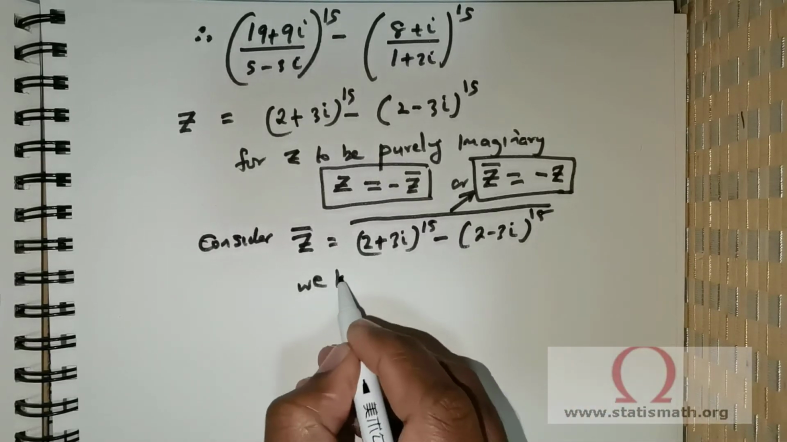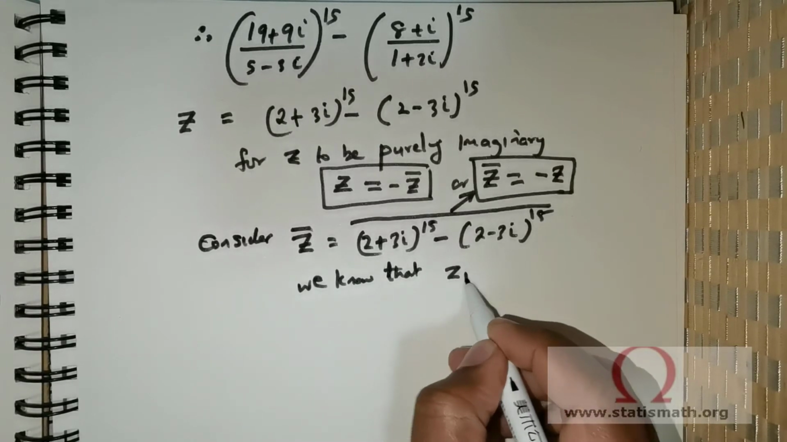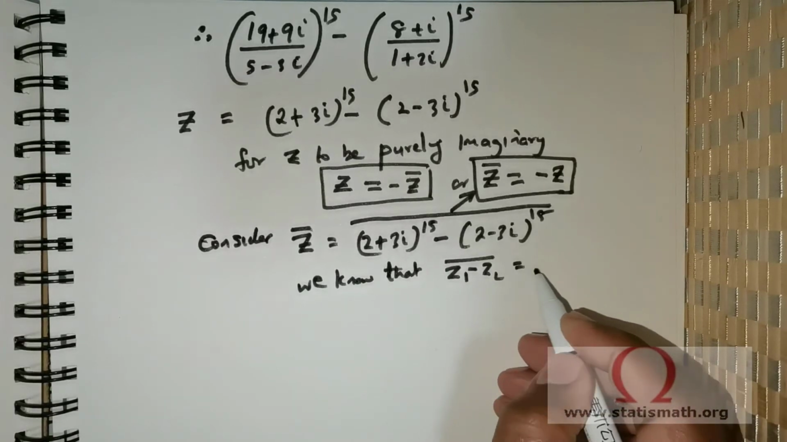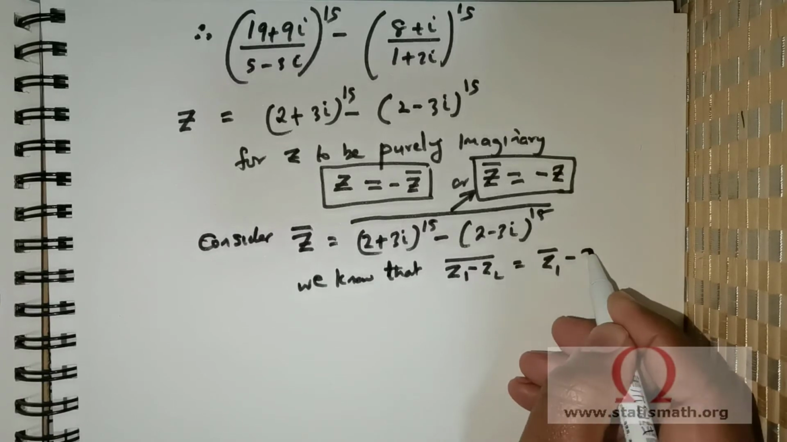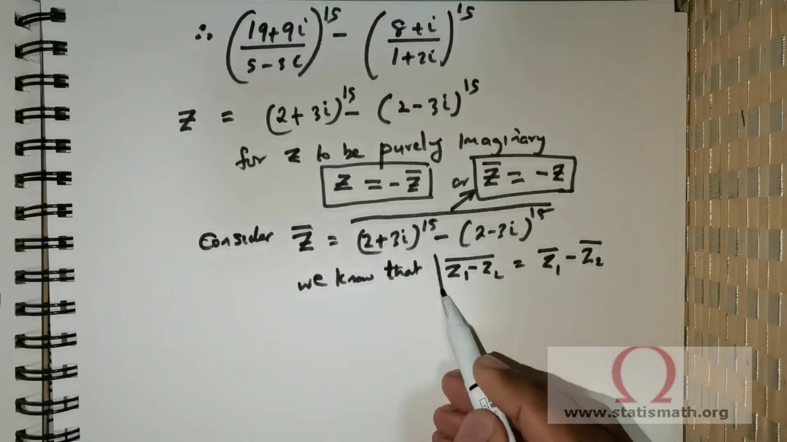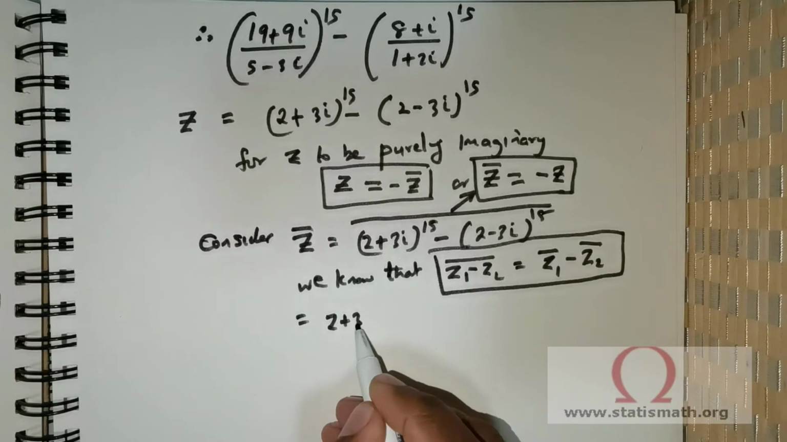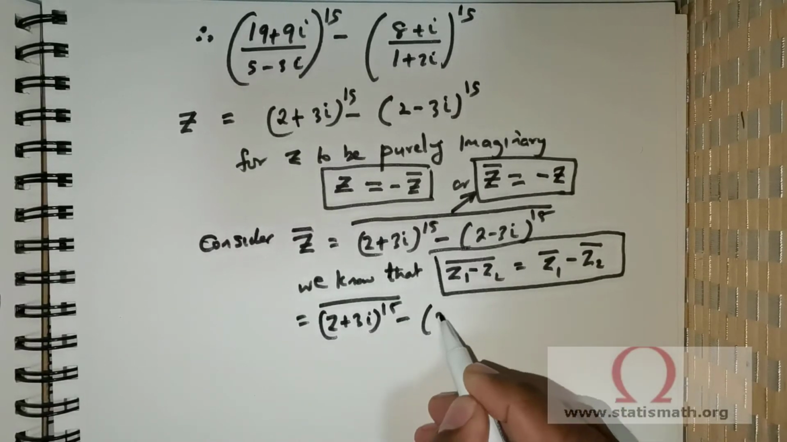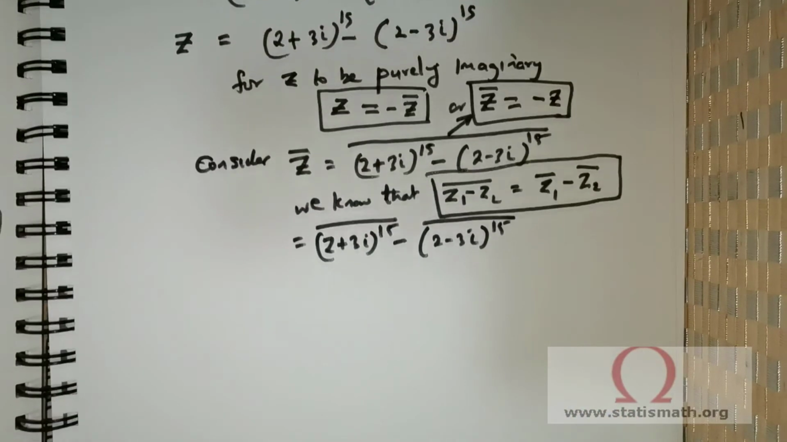Now we know from the property of complex numbers that for z1 minus z2, the conjugate of the difference is equal to the difference of the conjugates. So by this property I can rewrite this as the conjugate of (2 + 3i) raised to the power 15, minus the conjugate of (2 - 3i) raised to the power 15. So I can have this.